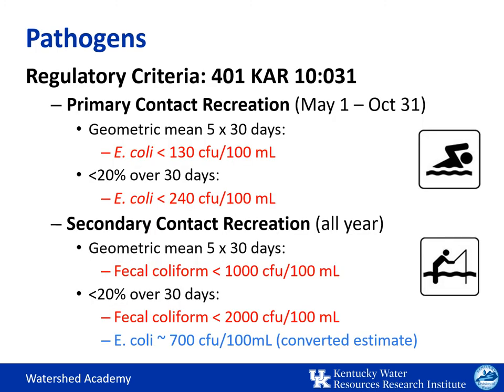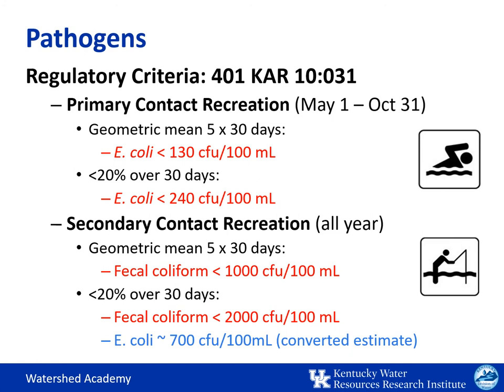Regulatory criteria in Kentucky have been established to protect against exposure based on the amount of contact that individuals have with the water body. Primary contact recreation refers to swimming activities where people are fully submerged in the water. Bacteria standards are more stringent for this designated use. This use applies between May 1 and October 31, when people are most likely to be swimming.